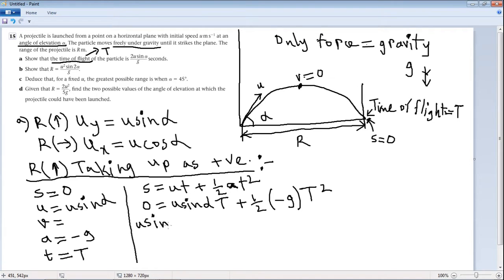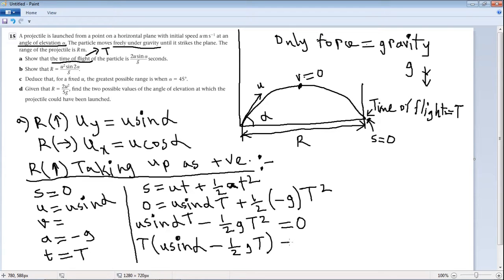u sin alpha t minus half g t squared is equal to 0. So here we'll take t as common. Let us factorize this. So we'll get t times (u sin alpha minus half g t) is equal to 0.